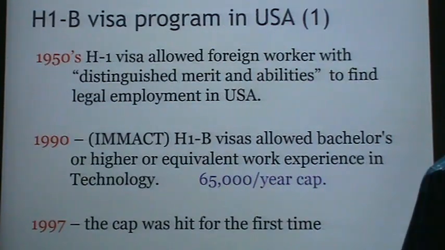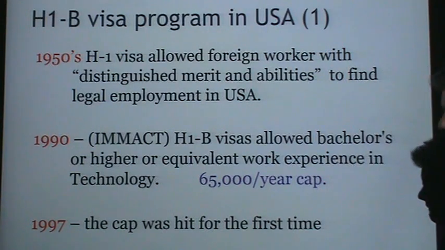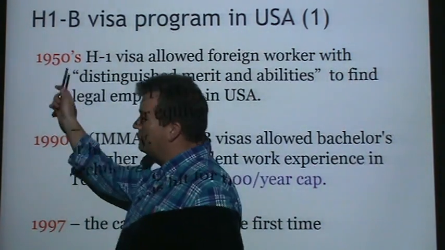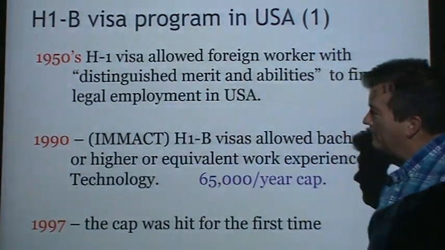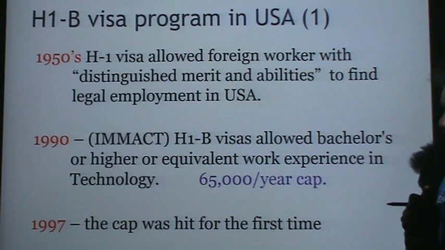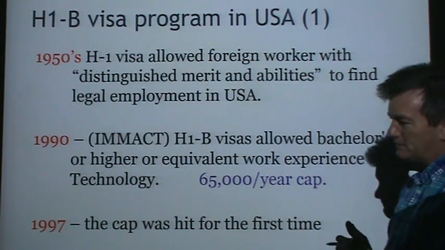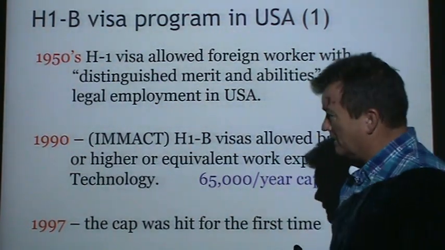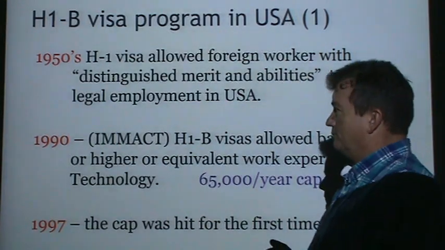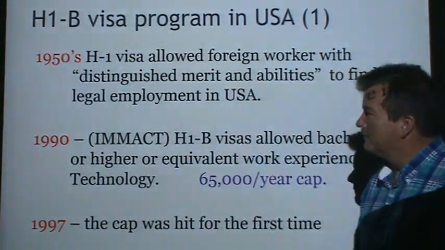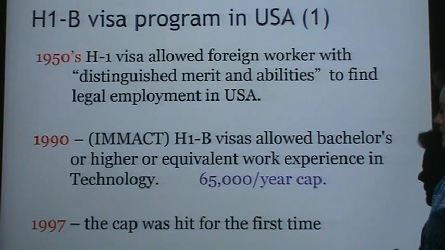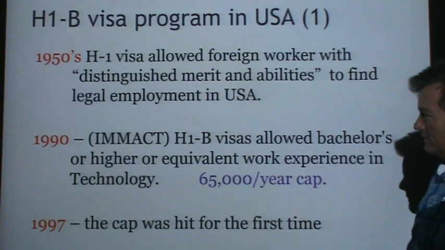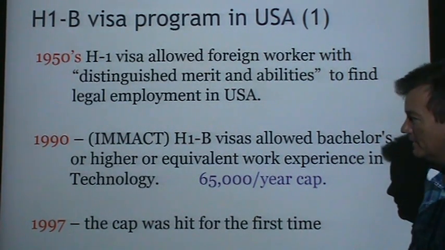And so in the United States there was an H-1, without the B, just H-1 visa program. Actually goes back to the 1950s. And the H-1 program allowed people to move to the United States as long as they had some kind of skill that was in demand in the United States. This was before computers really took off and the internet took off. But this would allow people who had distinguished merit or abilities to come live in the United States as long as they had a skill that was needed in the United States.